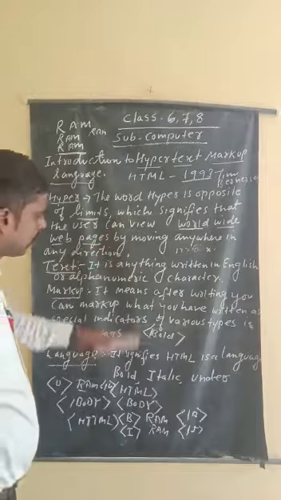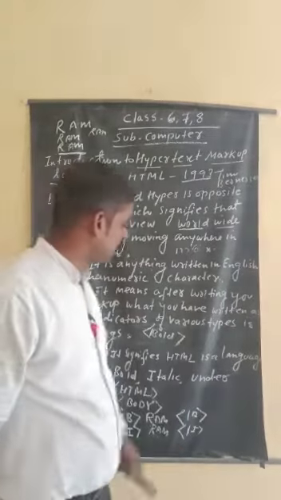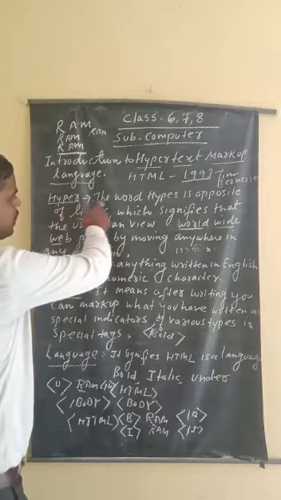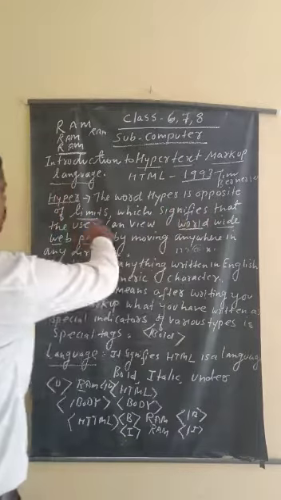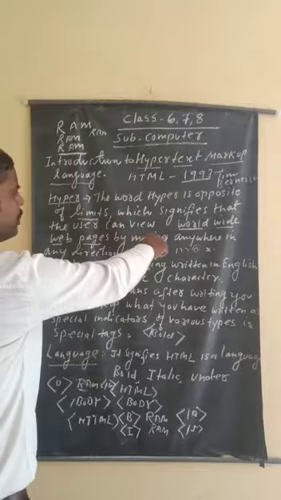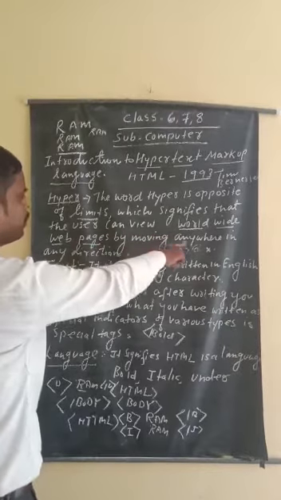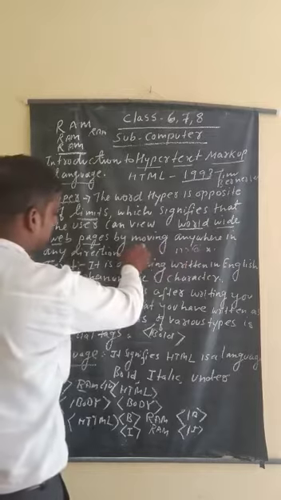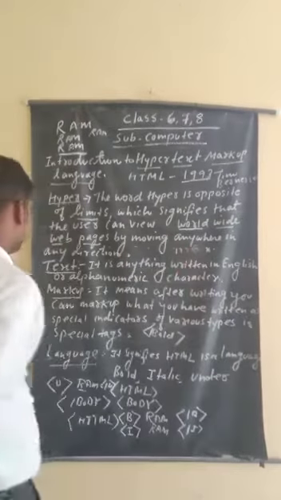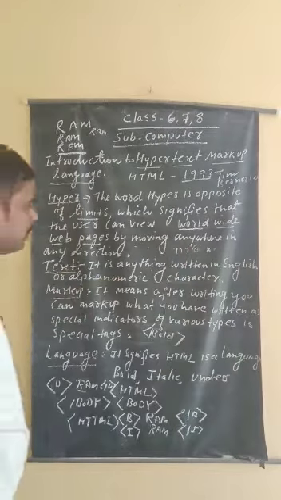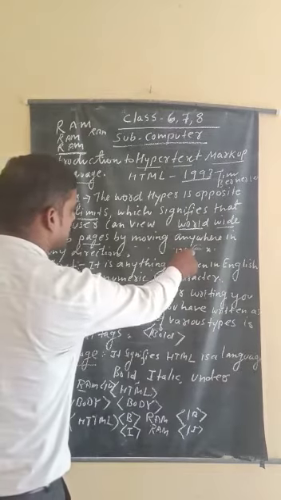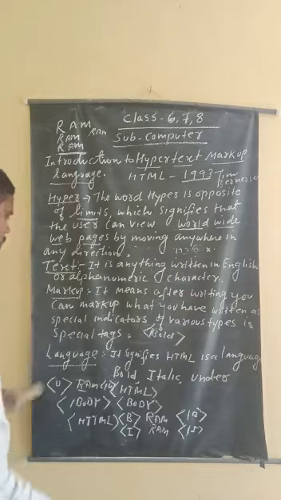There are many things also going on, so I again repeat. Hyper means the opposite of limits, which signifies that the users can view worldwide web pages by moving anywhere in any direction, in the left or center or right alignment also. Text is anything written in English or alphanumerical characters. Text may be 1, 2, 3, numeric or alphabetical.